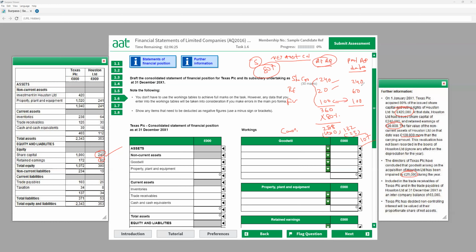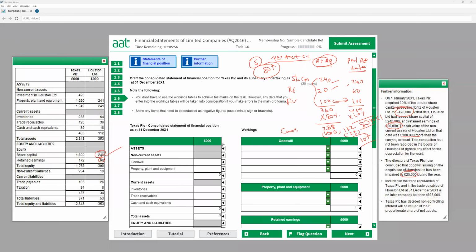On the other hand, here we have 240 plus 60 plus 100. So you have 400 here. And we need to multiply by 20%. So 400 times 20% gives me 80. And this is my NCI, non-controlling interest. We need both of these to make the calculation. So let's have a look.